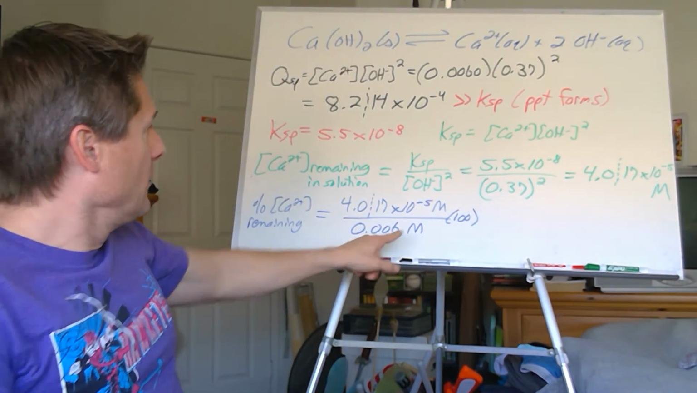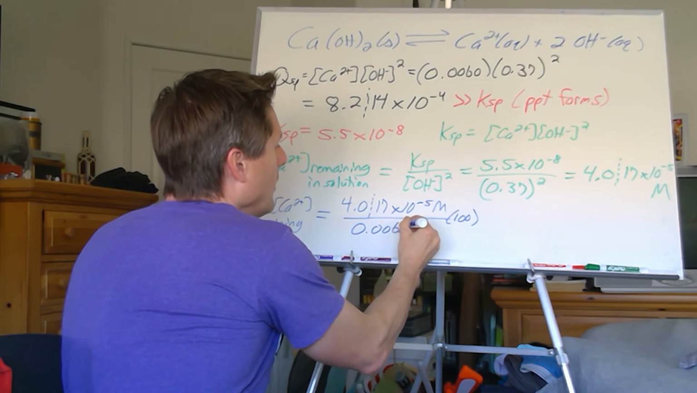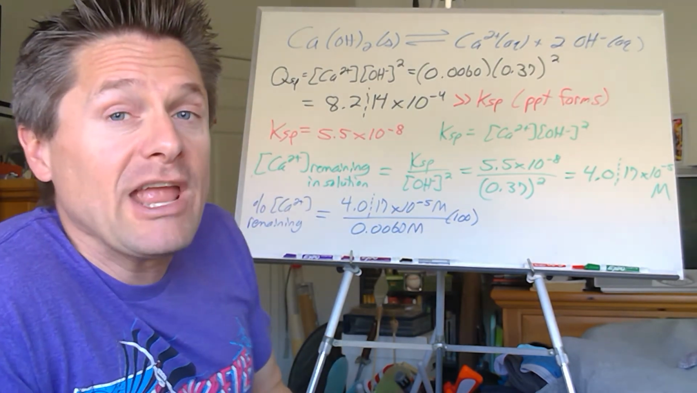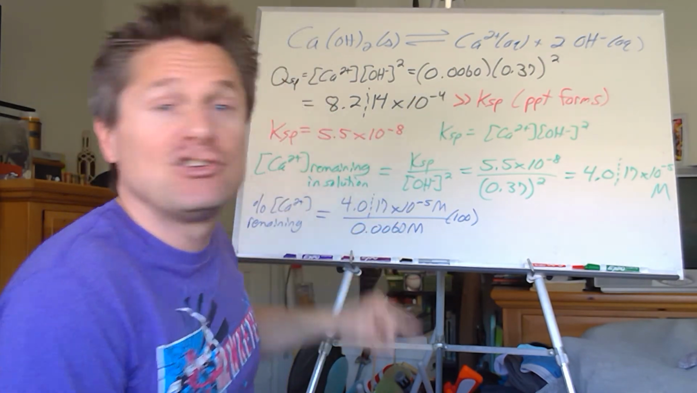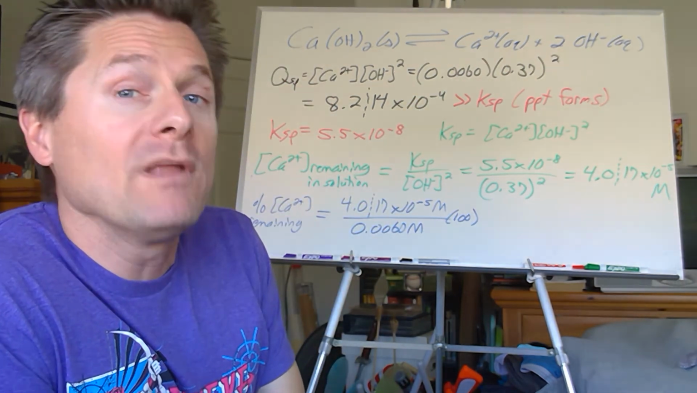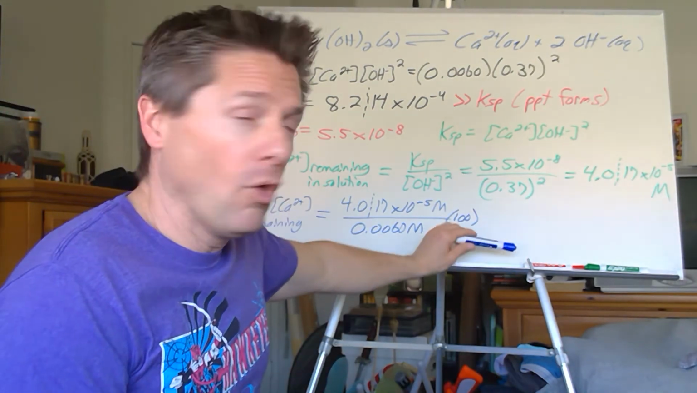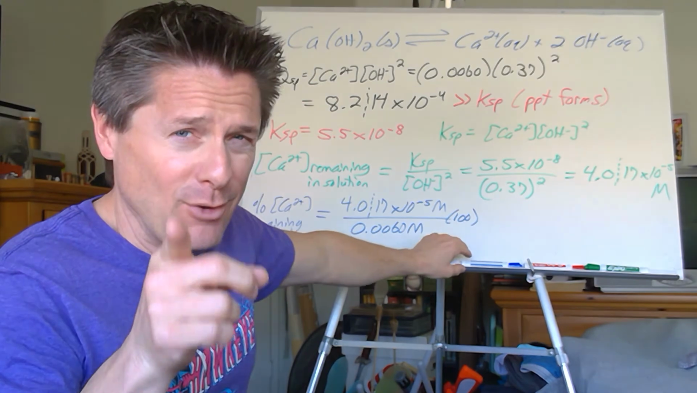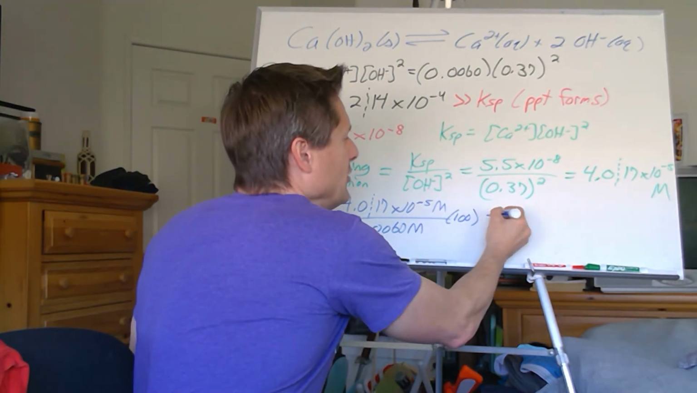2 sig figs. Oh, that should be 0.0060. Oh, I got it wrong. It doesn't change the numerical value, but I need that trailing zero to give it 2 significant digits. Otherwise, I would have had 1 significant digit. That would change our rounded answer, wouldn't it? So always bring those significant zeros down, my friends. That 100's exact. So we're going to have 2 significant figures.